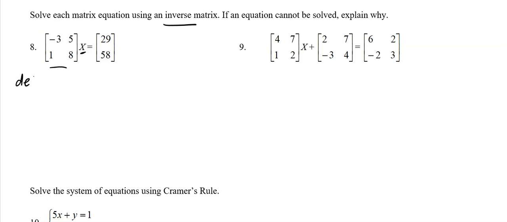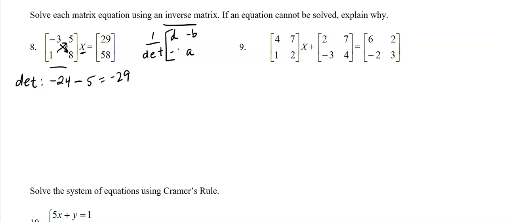It starts with finding the determinant. So the determinant would be negative 24. Start by multiplying A times D. And then you subtract the product of the other two. So the determinant is going to be negative 29. So I'm going to write up here the general way to find the inverse, and you just need to make sure you're good with this on the test.